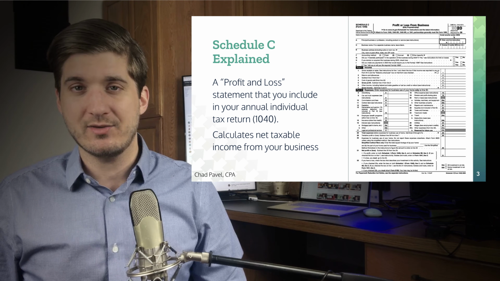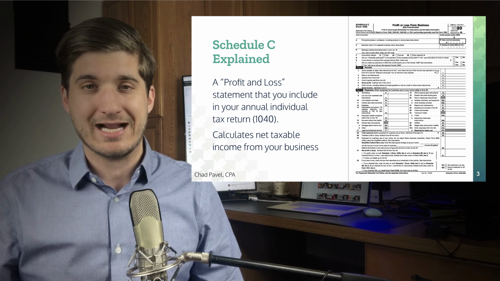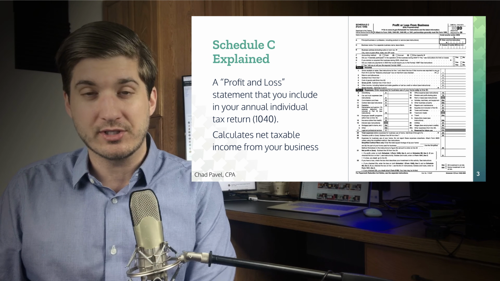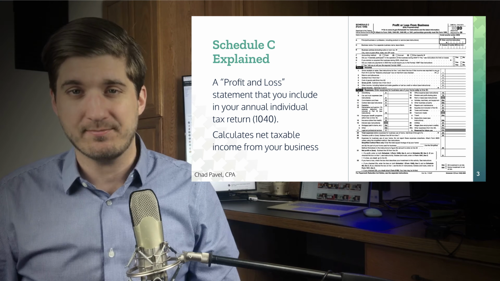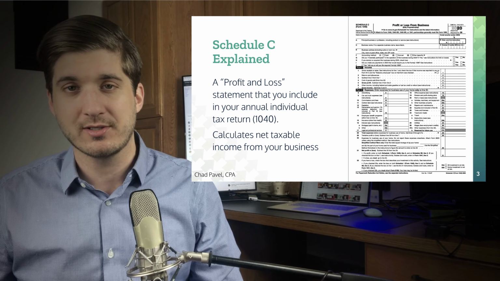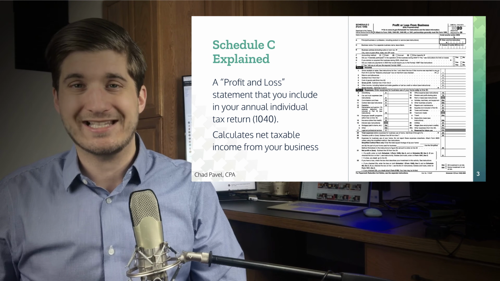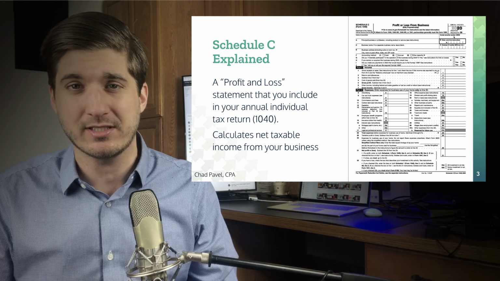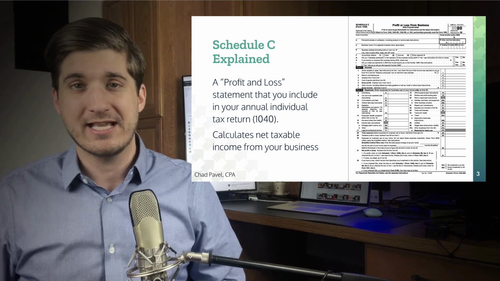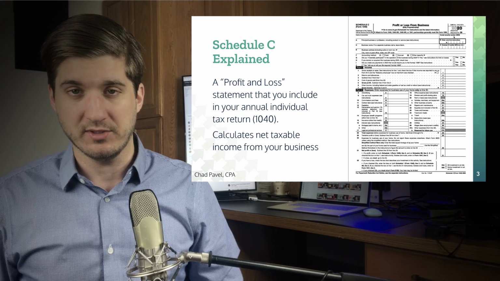If that's the case, then you actually need to file with your individual tax return a separate schedule, and it's called a Schedule C. And the Schedule C is basically your tax basis profit and loss for the year. The purpose of it is to calculate your net income, which equates to your net taxable income that comes from your business and then flows onto your individual tax return.